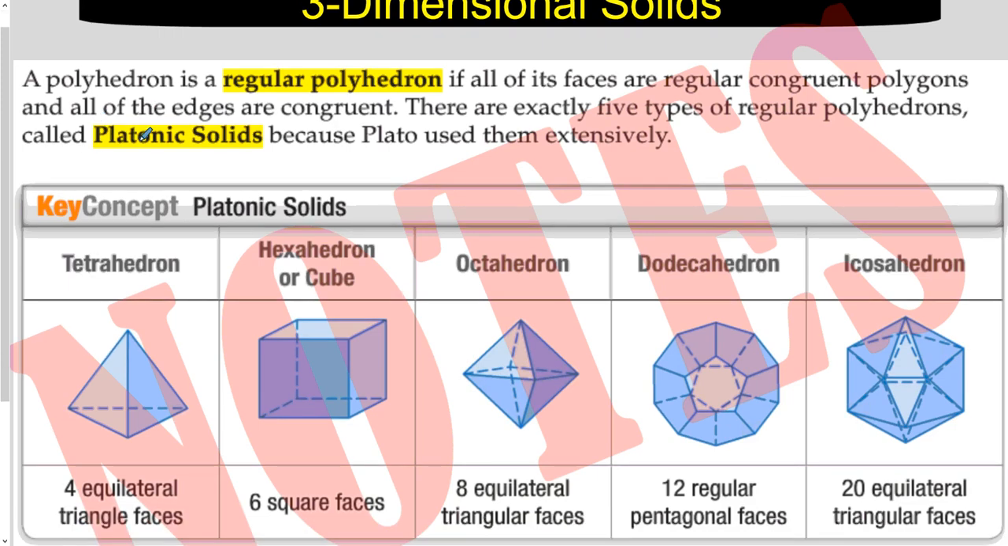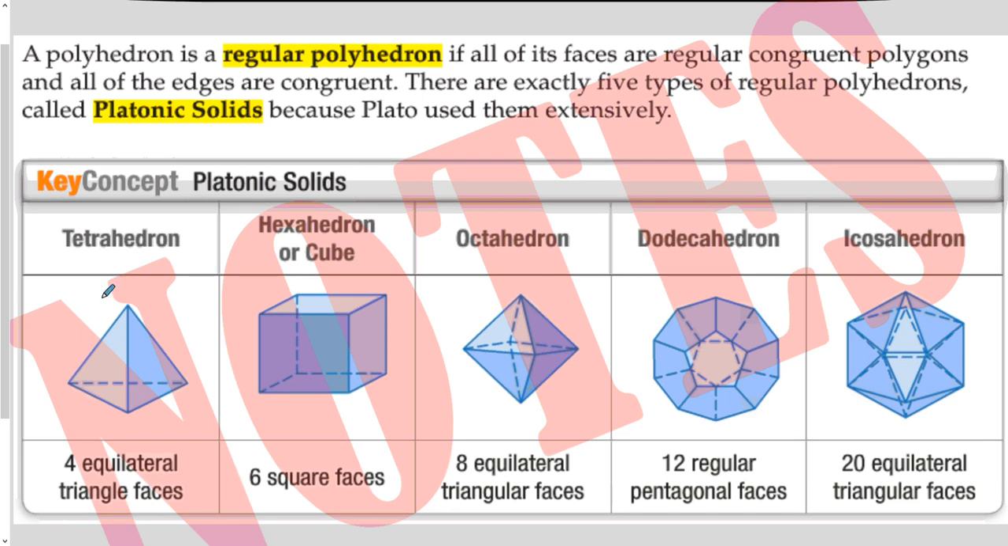Okay, you're going to want to put this in your notes. A polyhedron is regular if all of its faces are regular congruent polygons and all of the edges are congruent. So that means that not only do all the sticks that make up this shape need to be the same length, but all the sides, like if this were a box, all of the sides need to be exactly the same also. So we can have either a pyramid, a cube, or these 3, which we'll talk about in a second. These are the only 5 types of regular polyhedra.